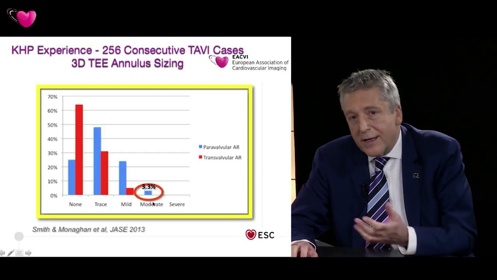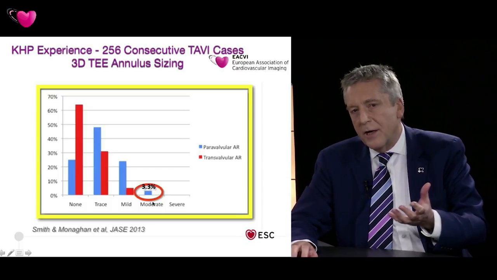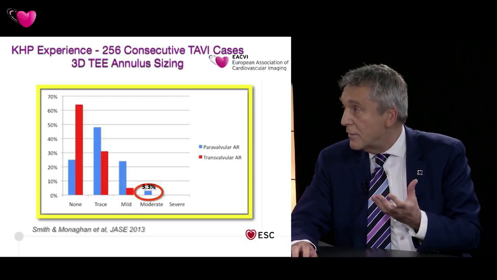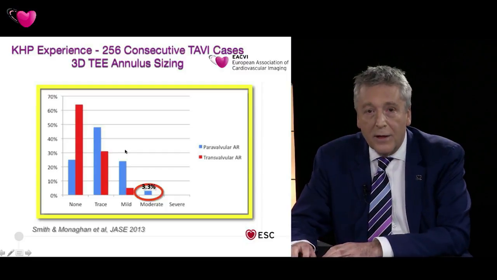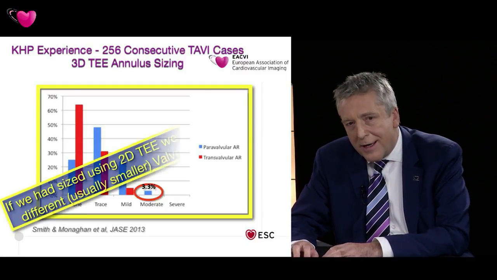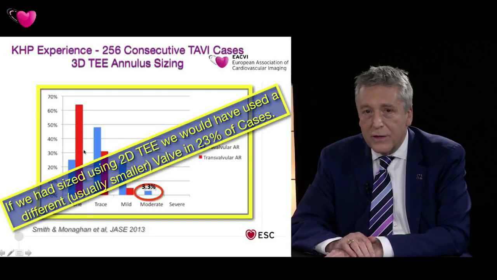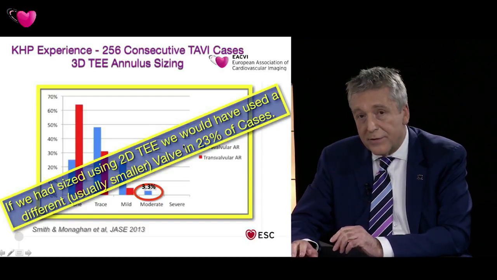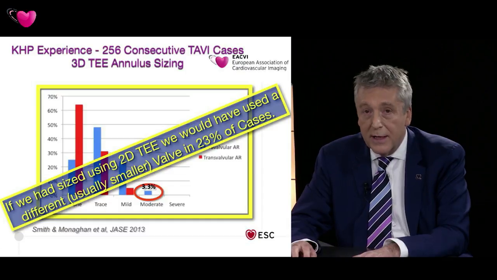Absolutely. So I think it emphasizes the fact that it's not the imaging modality that matters so much, it's the expertise or what you're confident in using, and the fact that you must use a 3D imaging modality when you're looking at the valves, the ventricles as well. That point is made by the fact that we went back and looked at what would have happened had we sized using 2D-TE, and in nearly a quarter of cases we would have ended up with a smaller valve size and probably a lot more paravalvular regurgitation, and that's been borne out in other studies as well.